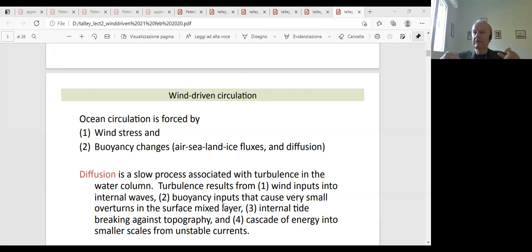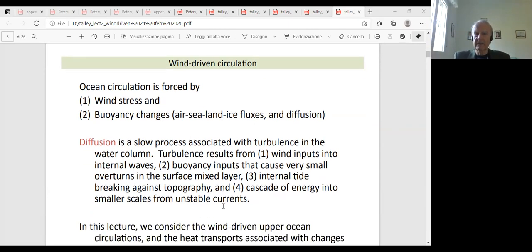If you have a current, which, as I told you before, is not really a river, it is unstable because gyres are formed along these currents. Then this energy from the current cascades into smaller scales from this unstable current. But that's the diffusion.